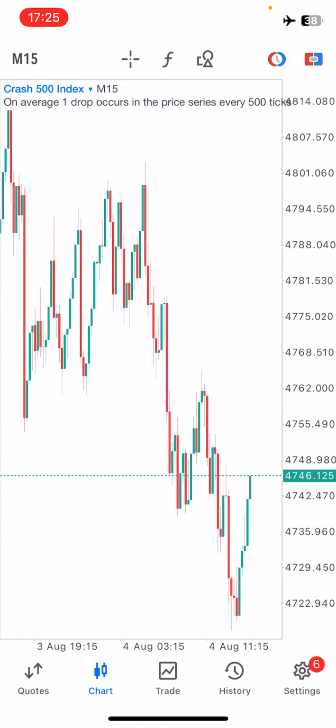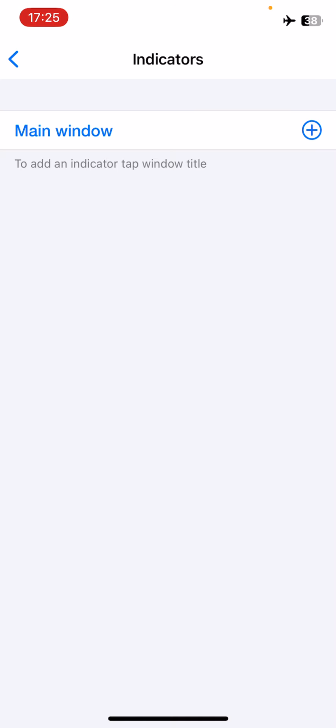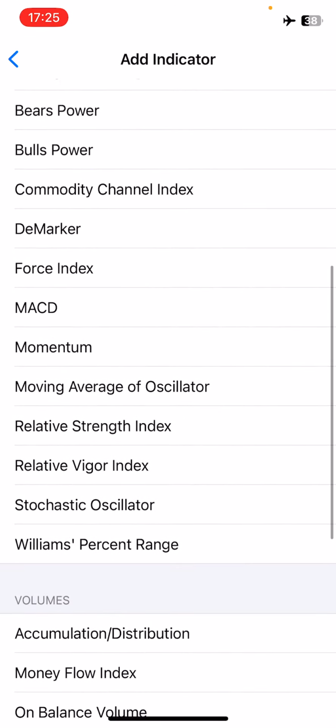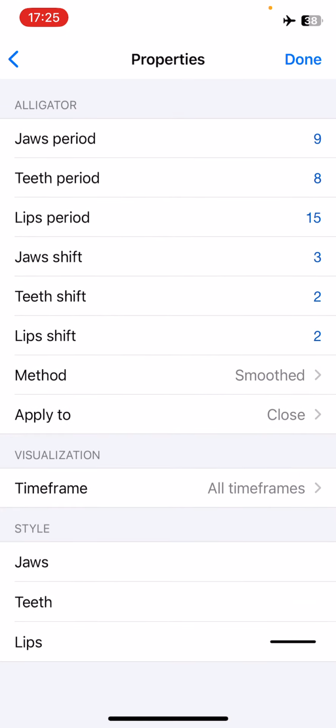Okay, so the first indicator that I will need is called the alligator, and this alligator is going to have the following properties that you see on the screen. We've got a jaws period of 9, a teeth period of 8, a lips period of 15, a jaws shift of 3, a teeth shift of 2, a lips shift of 2. The method is smoothed, applied to close, and yes, it should appear on all time frames, although we're just going to be using our 15-minute time frame.